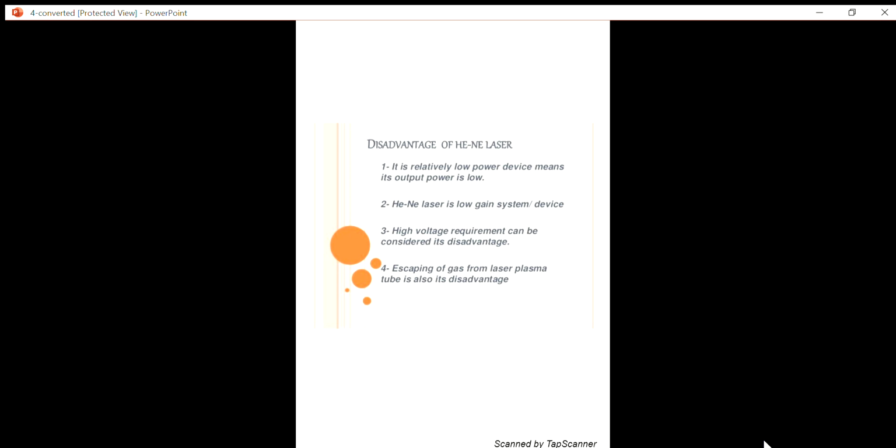Disadvantages of the helium-neon laser. It is a relatively low power device, meaning its output power is low. The helium-neon laser is a low gain system. High voltage requirement can be considered a disadvantage. Escaping of gas from the laser plasma tube is also a disadvantage.